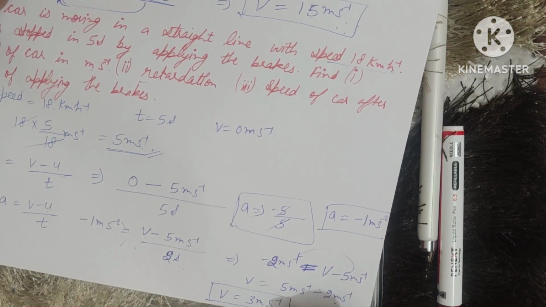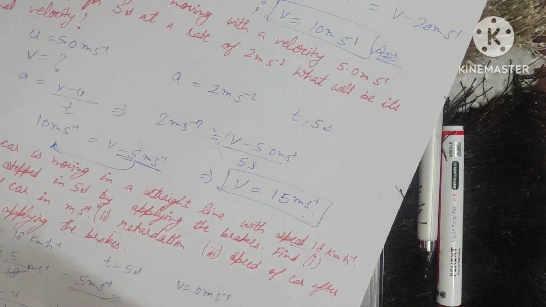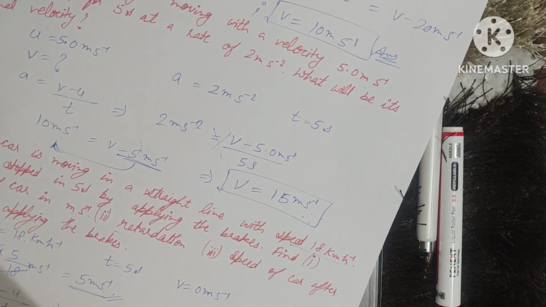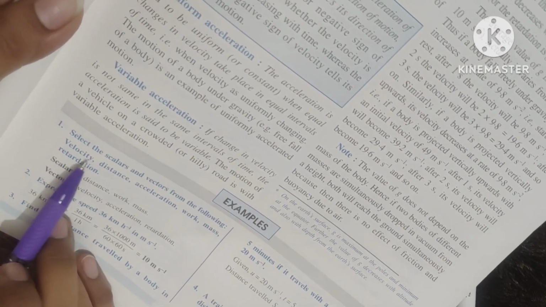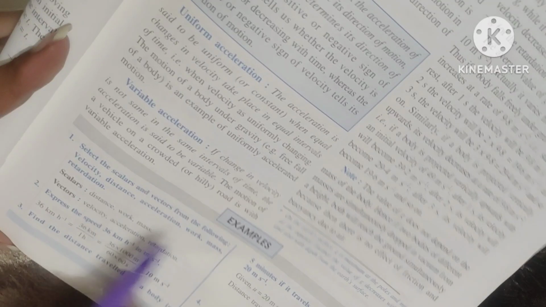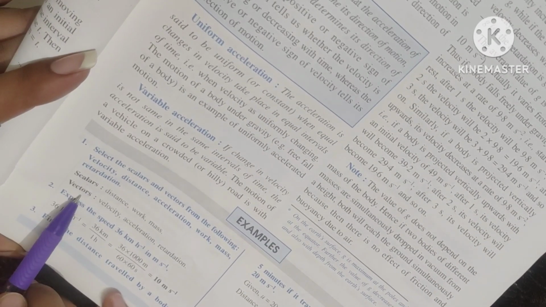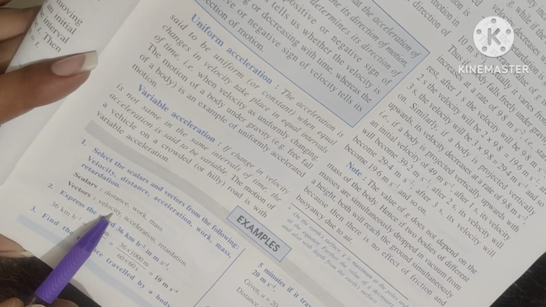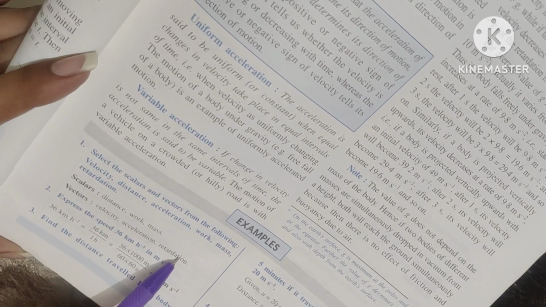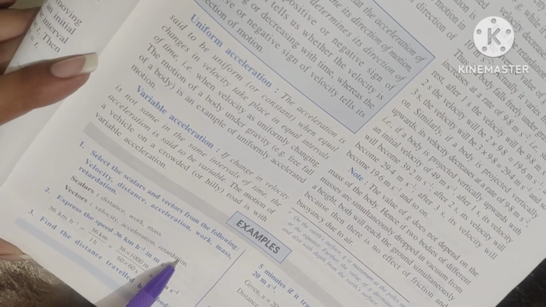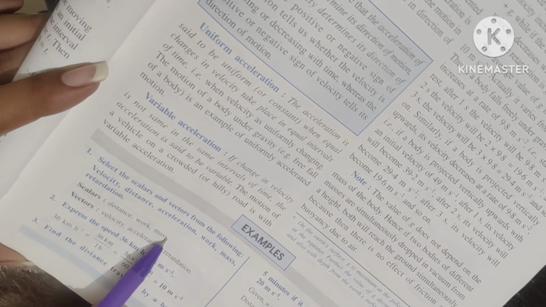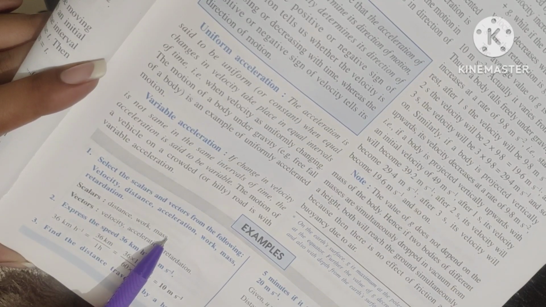And the unsolved numericals of the exercise are completed. Now let's take a look at the solved numericals of this exercise. The first is to select the scalars and the vectors from the following. What are the scalars? Those having only magnitude. Vectors have both direction and magnitude. So velocity, acceleration, retardation have a particular direction, that's why these are vectors. Distance, work, mass do not have direction, so these are scalar quantities.